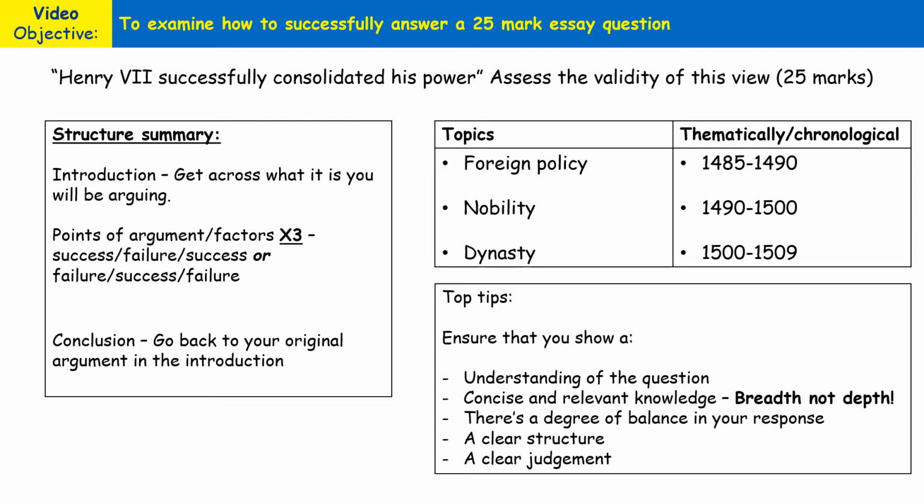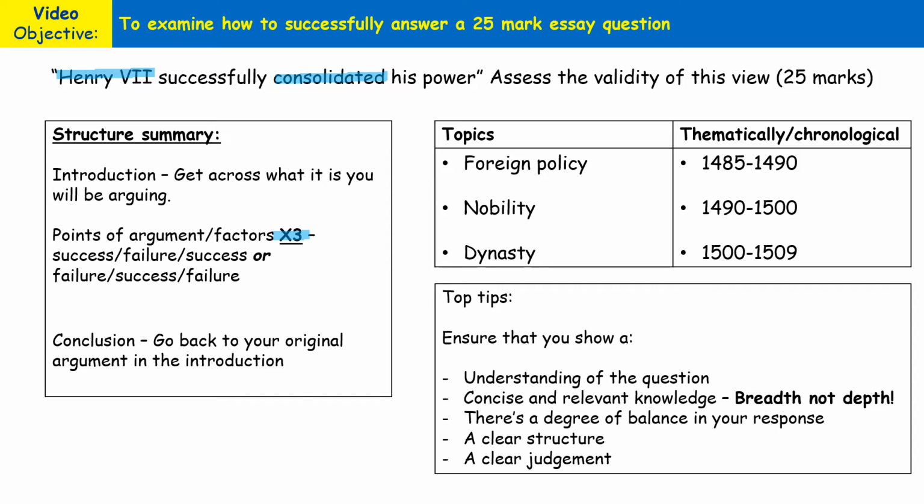So the top tips to gain the highest possible marks for this type of question. You need to ensure that you show a really good understanding of the question. Focus on exactly what it is the question's asking you. So the key word or words in this question, for example, are, first of all, the monarch, Henry Tudor or Henry VII, and we're focusing on his consolidation. So any topics or factors that are linked to Henry Tudor's consolidation of power, you should look to write 3, as it says over here in our structure summary, 3 paragraphs on Henry Tudor's consolidation of power.